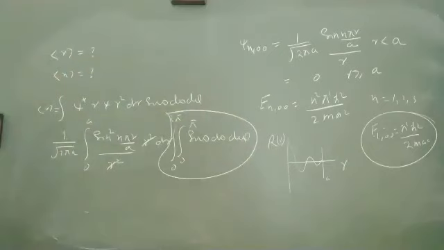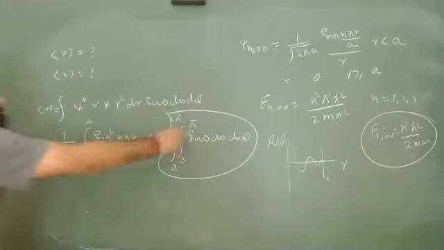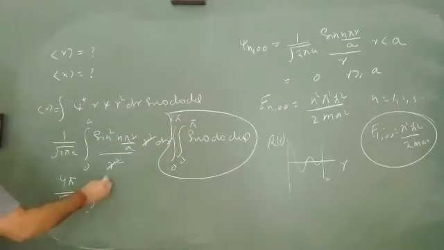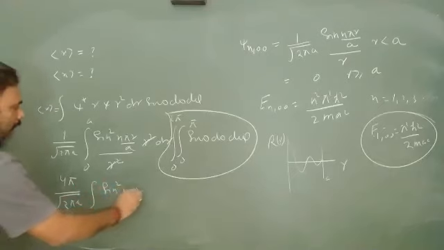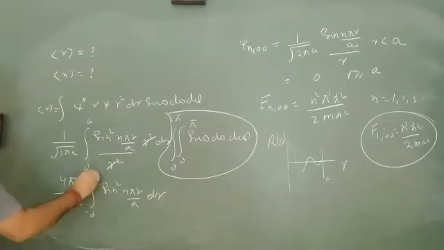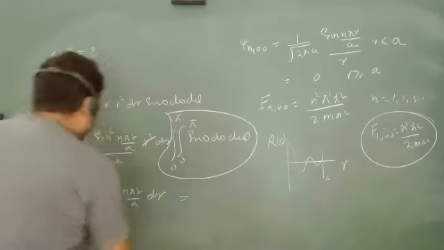4 pi, not 4 pi. Okay. So this integration is 4 pi. So 4 pi upon root under 2 pi a, and here we have sine square n pi r upon a dr, that is 0 to infinity. So this will be root under 2 upon a, and r is also there.